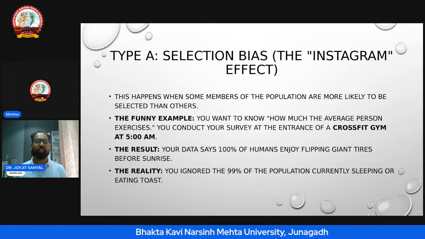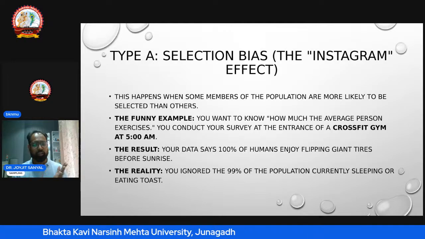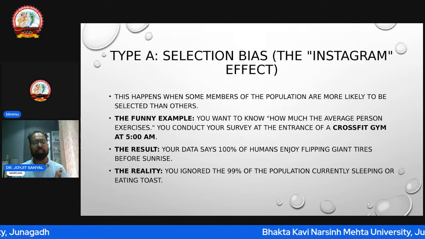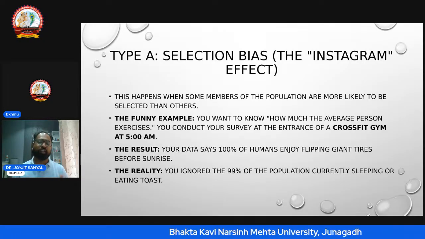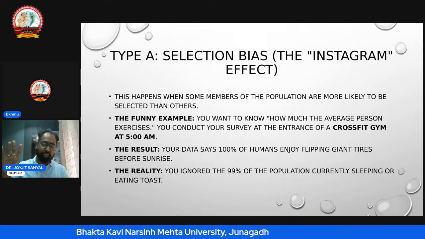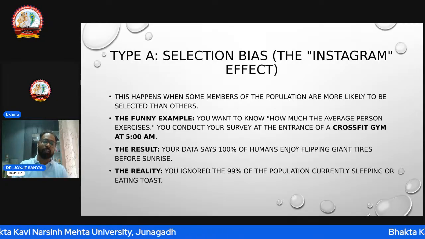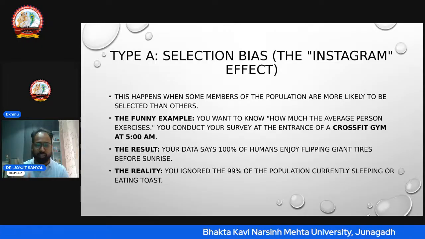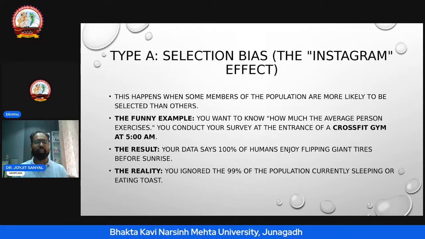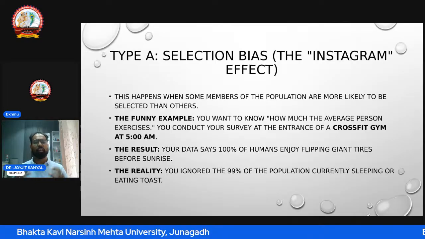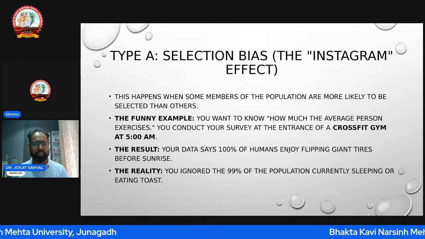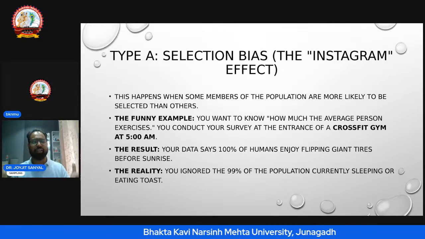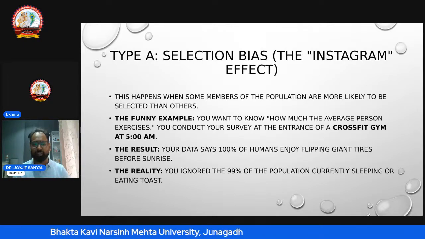And then what are the results? It's very simple. First thing, you have collected the data at a particular point of time, from one particular place only, right? So your data says that 100% of the sample you collected outside the gym enjoy flipping giant tires before sunrise, right? So they are very energetic people. At 5 in the morning, they go to the gym, they enjoy gymming, they take up huge weights and other things. I do not know, I am not a gym lover, right?